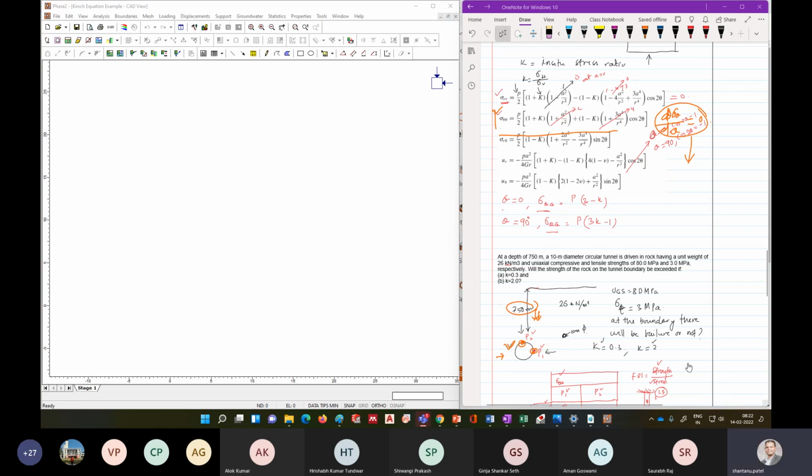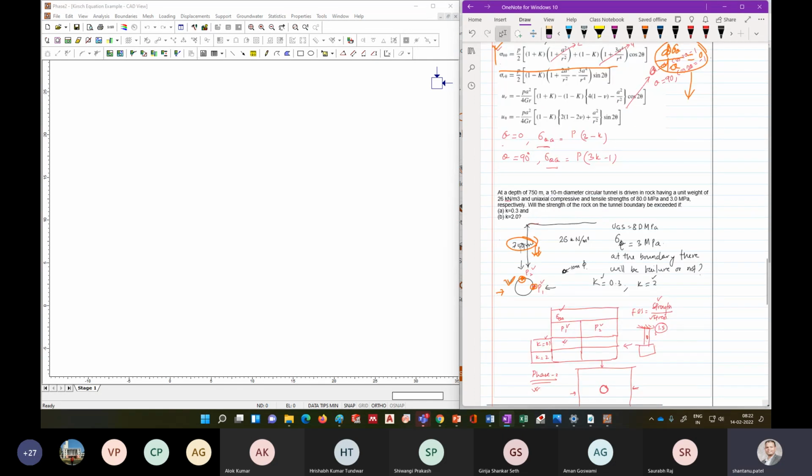Now, we can calculate the vertical stress from the density and depth of our tunnel. The question says that if the horizontal to vertical stress ratio is 0.3 and 2, is the rock strength good enough to take care of that load? So that is the question.